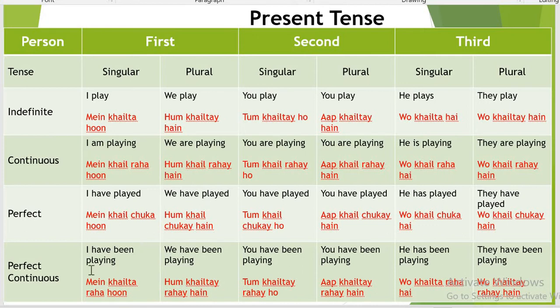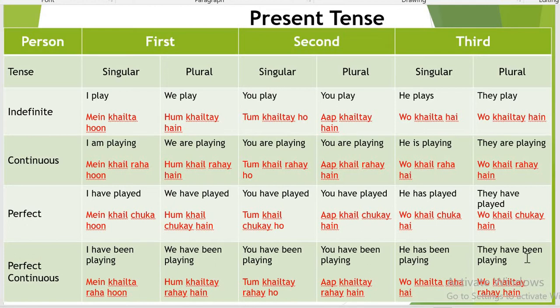Okay. Now, perfect continuous. I have been walking. मैं चलता रहा हूँ. हम चलते रहे हैं. तुम चलते रहे हो. आप चलते रहे हैं. वो चलता रहा है या वो चलती रही है. वो चलते रहे हैं.